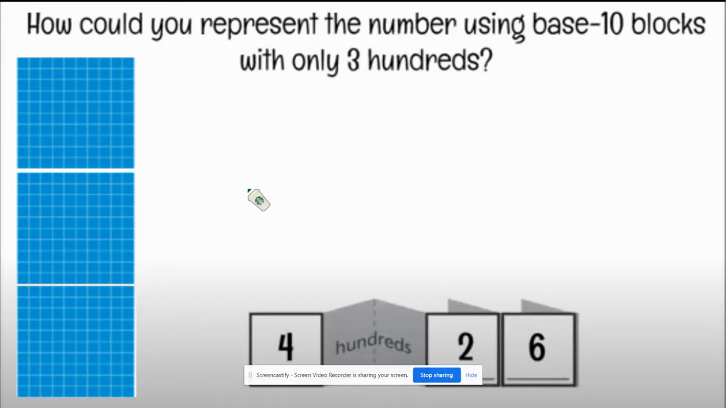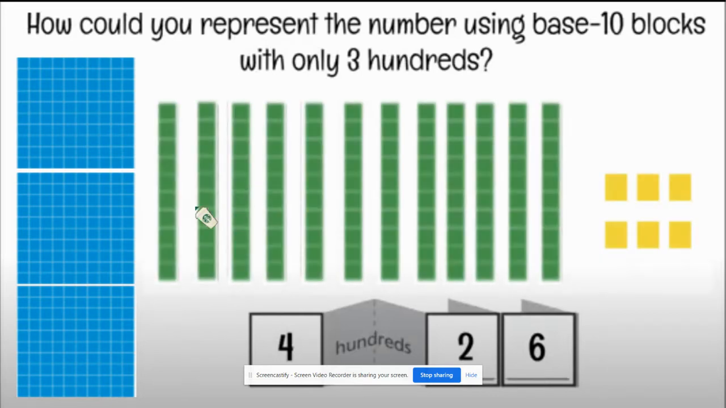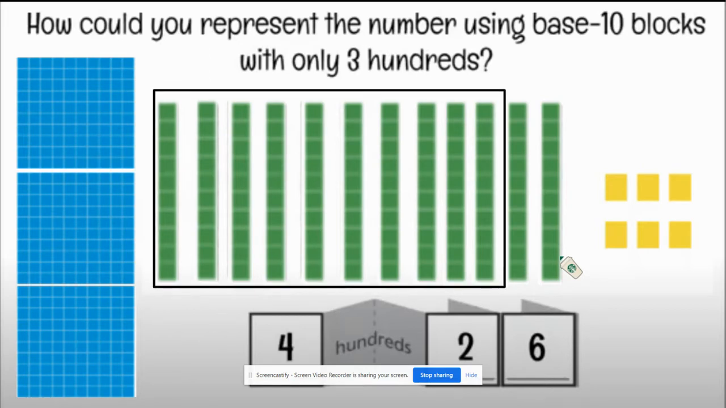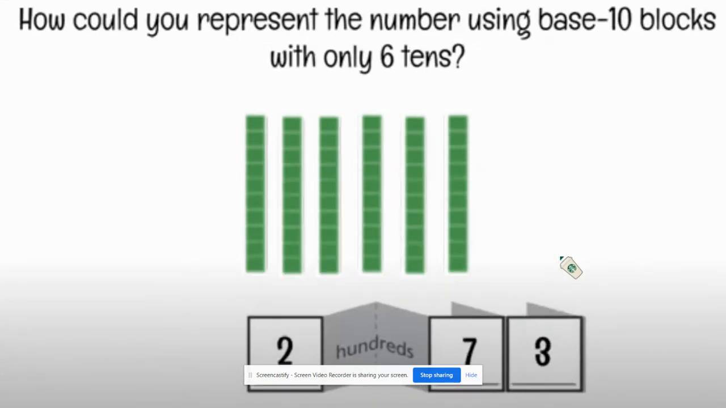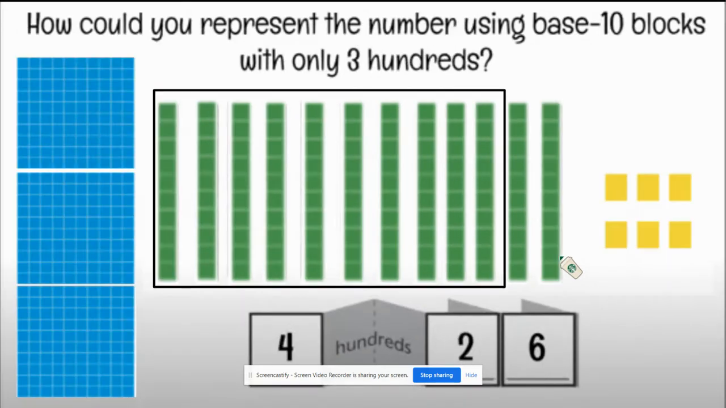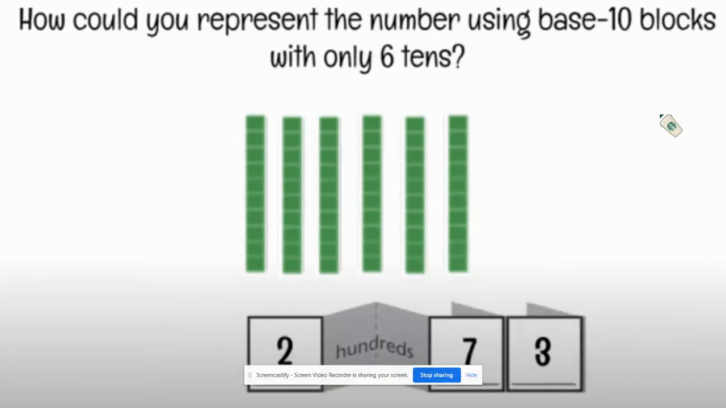So how could you represent the number using base 10 blocks with only 3 hundreds? So we have all of these 10s, so what do we need to do? Well, let's count them. 10, 20, we have 1, 2, 3, 4, 5, 6, 7, 8, 9, 10, 11, 12. So if I have enough to make a 10, I'm going to loop that. So that would become 100. So then I would have 400, 2 tens, and 6 ones.